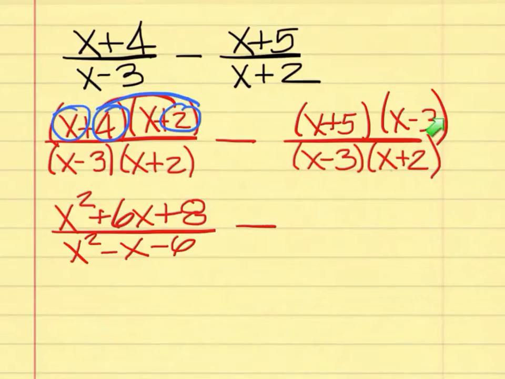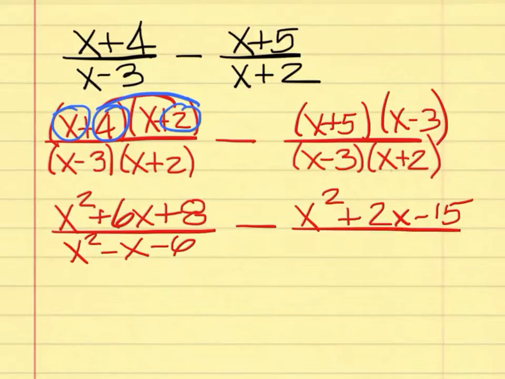What is (x + 5)(x - 3)? And we have to start over with the x squared. x squared plus 2x minus 15 is right. And what is (x - 3)(x + 2)? It's the same thing. That's right, it's the same thing as what's on the left. So x squared minus x minus 6.